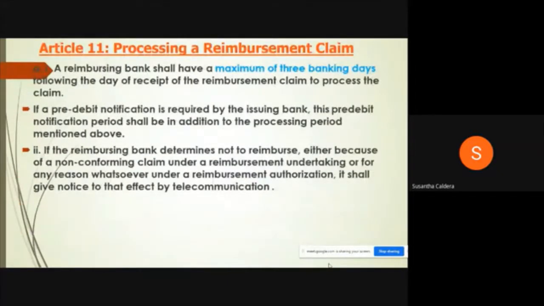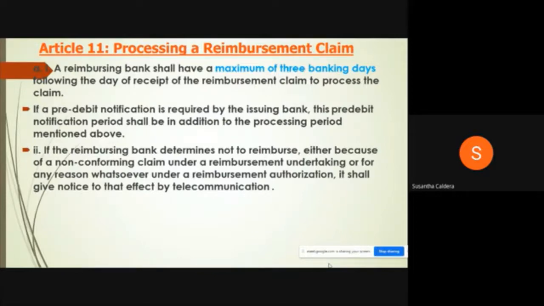Article 11. Processing a reimbursement claim. A reimbursing bank shall have a maximum of 3 banking days following the day of receipt of the reimbursement claim to process the claim. Right? Questions, especially multiple choice MCQ questions.